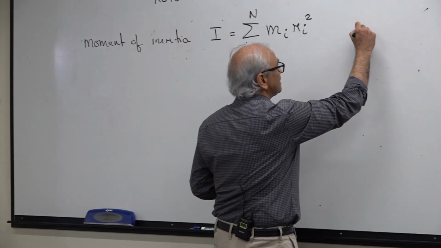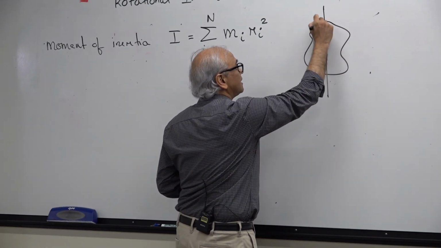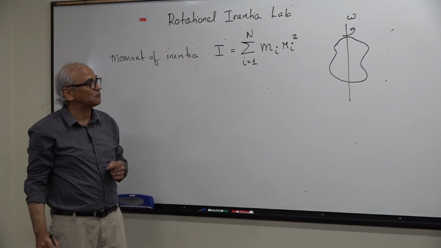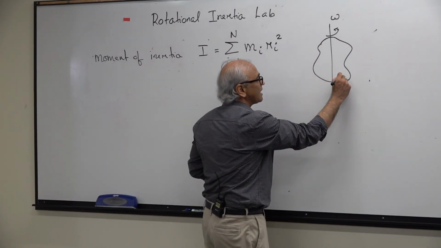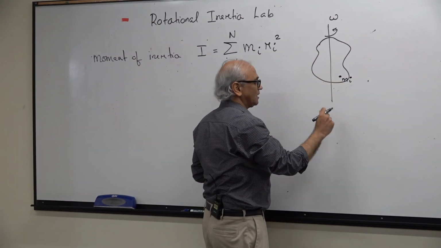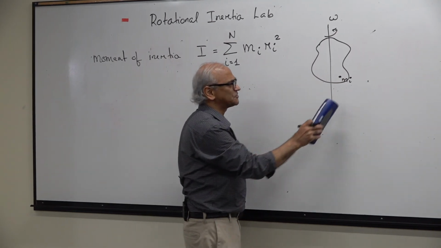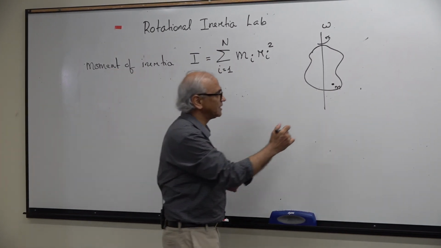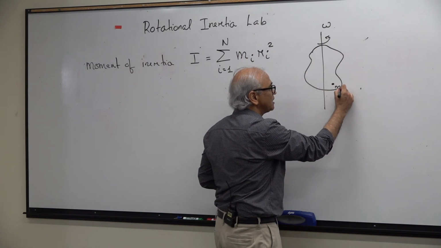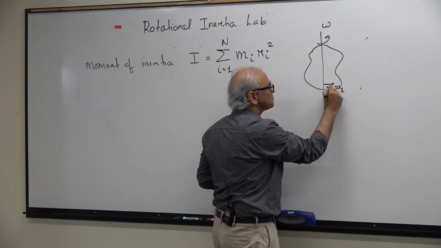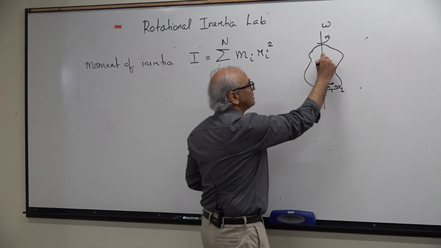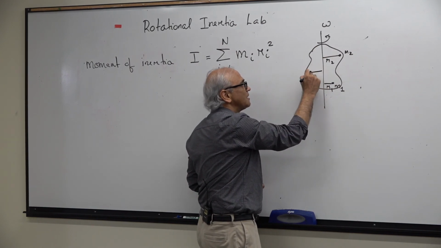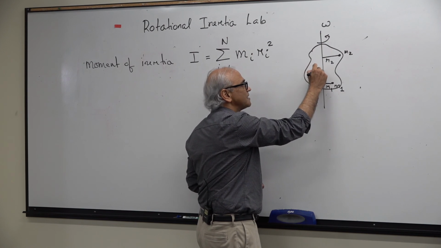So what happens here is that I have an arbitrary object, and I'm going to rotate it around a particular axis, so it is rotating with angular velocity omega. Let's say this object is made out of billions, trillions of particles, of course. So this n can go to billions and trillions, whatever the number of particles in that object is. Let's say this is m1, and the distance from the axis is r1. This is m2, and the distance from the rotational axis is r2. This is m3, and the distance from the rotational axis is r3.